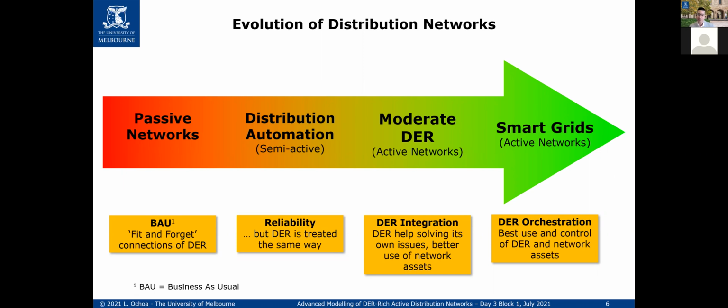So that's why I try to differentiate integration from orchestration, right? Integration allows us to have all the standard different things, constraints, if you want, to have more DER, but eventually you want to orchestrate it. You want to actively manage all the different participants in the network and the network itself as well, because the network has controllable elements. And what we want to achieve with this is just the best use possible and control of distributed energy resources and network assets to do many, many interesting things.